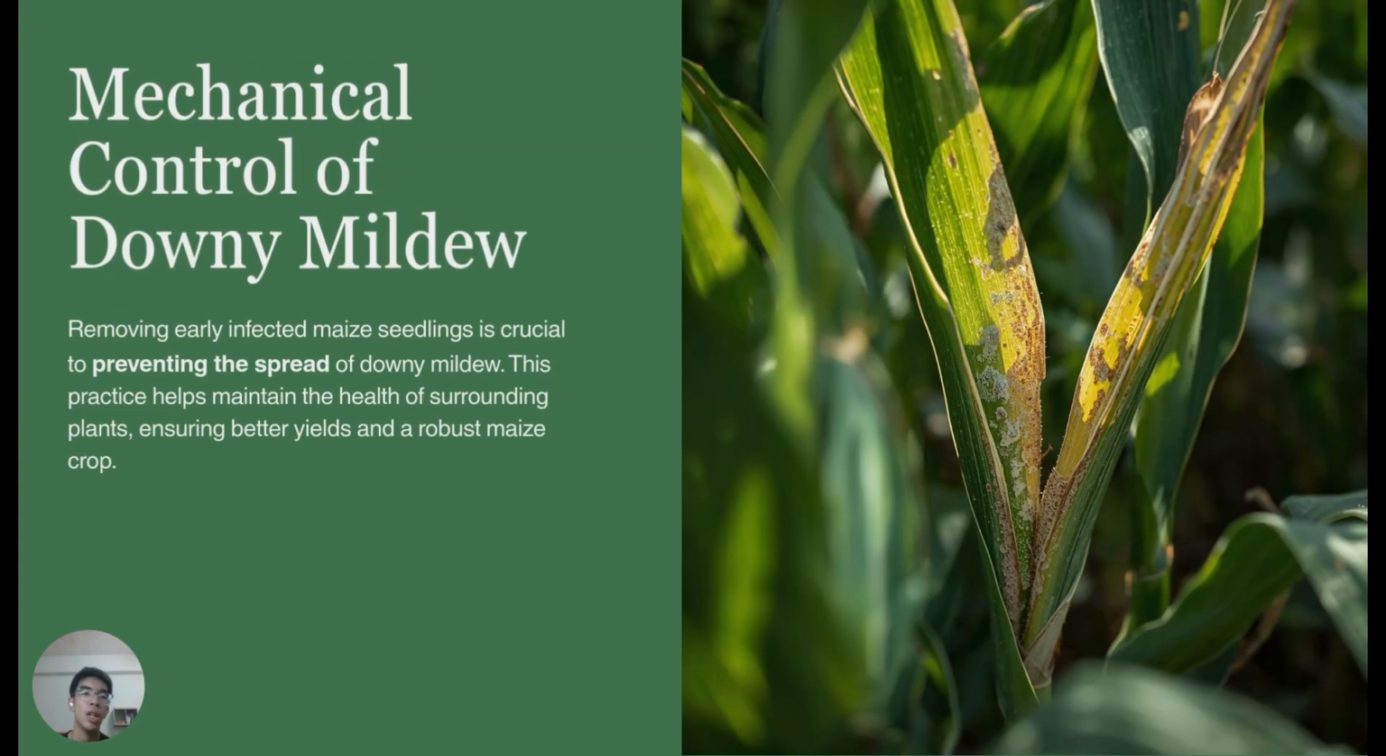So we'll move on to the mechanical control of downy mildew. For the mechanical control, we will remove the early infected maize seedlings, which is very crucial to prevent the spread of downy mildew. This practice helps maintain the health of surrounding plants and ensures a robust maize crop.